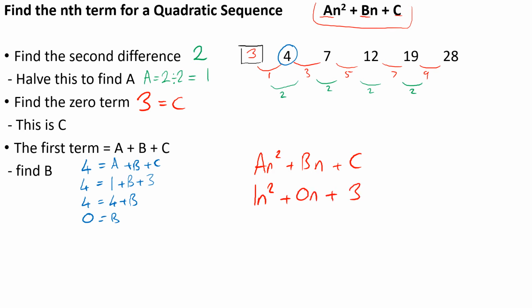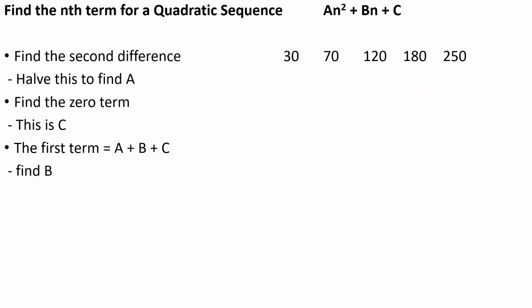Now we can definitely make this nicer. Instead of saying 1n squared, we would just say n squared. We wouldn't write 0n, we'd just write plus 3. So maybe that would be our final nice looking answer. But that's the steps: second difference, zero term, and then first term. So let's run that through a few more times because it is a 3-step process. It's one that we've got to remember.